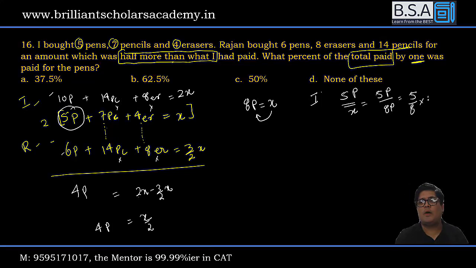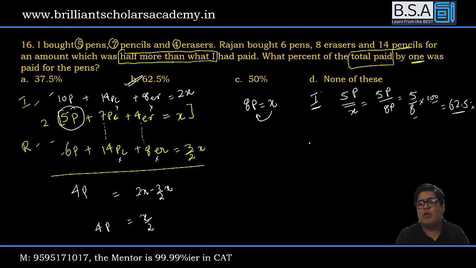Do you guys remember 100 by 8 is 12.5? 12.5 into 5 is 62.5. So I am paying 62.5% of my money for pens. That is my answer. For anyone, the answer has come, I am done.